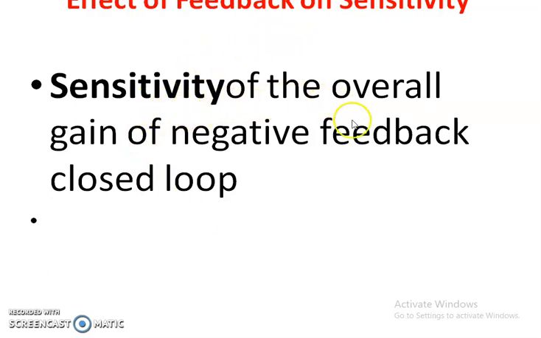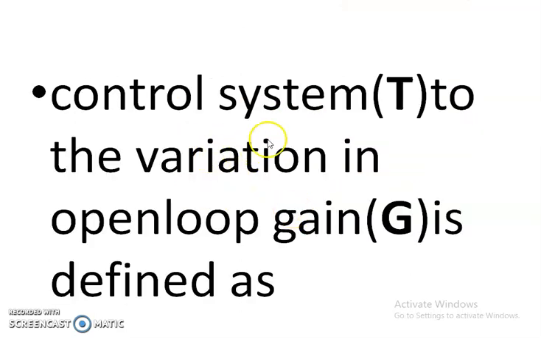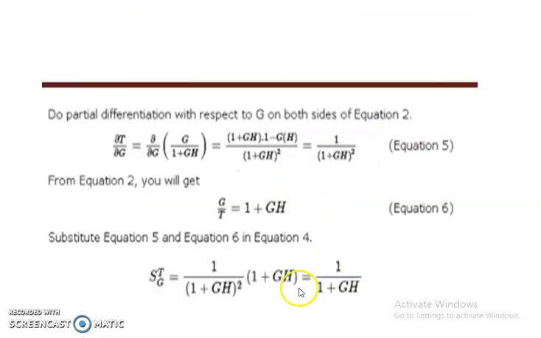Next, effect of feedback on sensitivity. The sensitivity of overall gain of negative feedback closed loop control system to the variation in open loop gain is defined as follows. Take partial differentiation with respect to G on both sides of equation 2. ∂T/∂G = ∂/∂G [G/(1+GH)] = [(1+GH)·1 − GH]/(1+GH)², that is equal to 1/(1+GH)². Make this equation number 5.